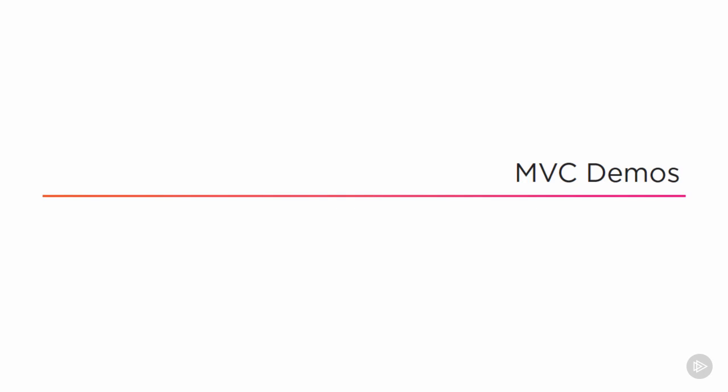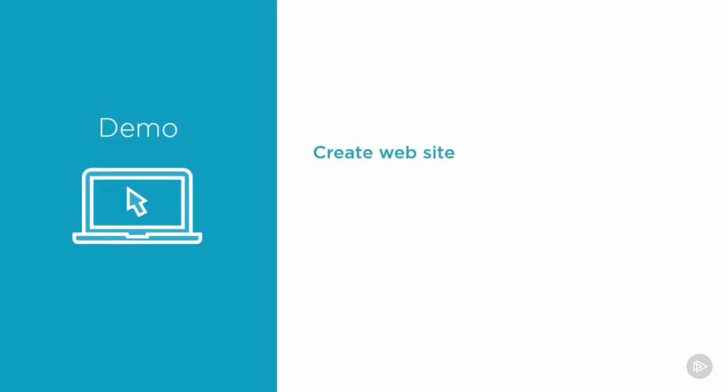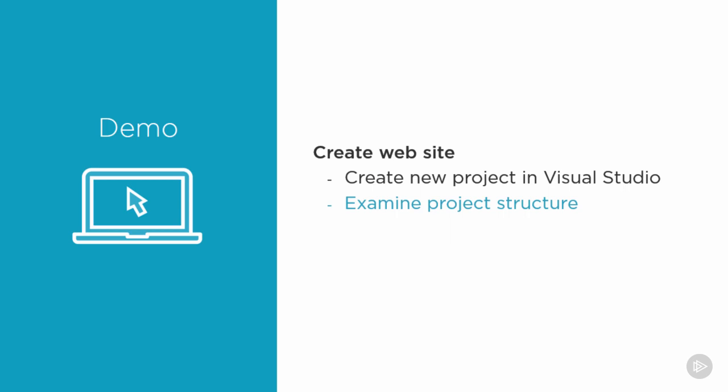Well, let's see how all of this plays out by looking at some simple demos for MVC. In this demonstration, we're going to create a website, which is going to be done by creating a new project in Visual Studio. We are going to examine the project structure, what makes it unique for MVC, and then we're going to view a page and see how the URLs play a role in finding those pages.